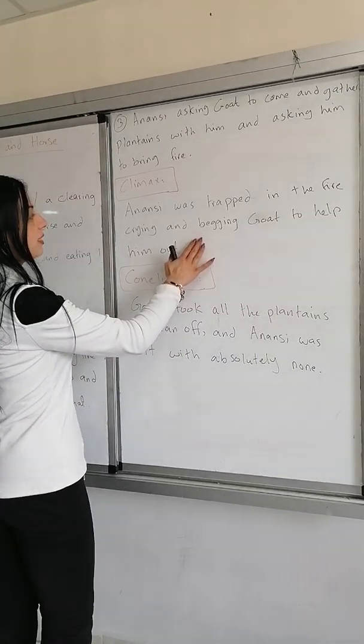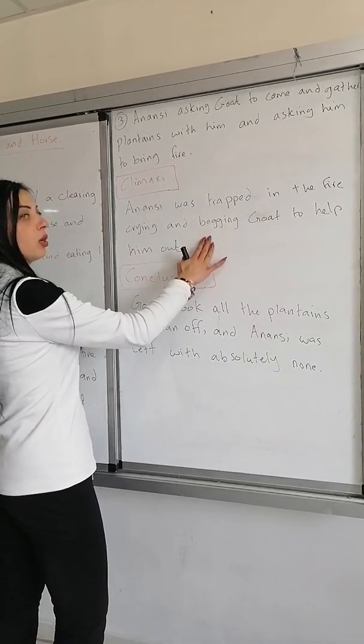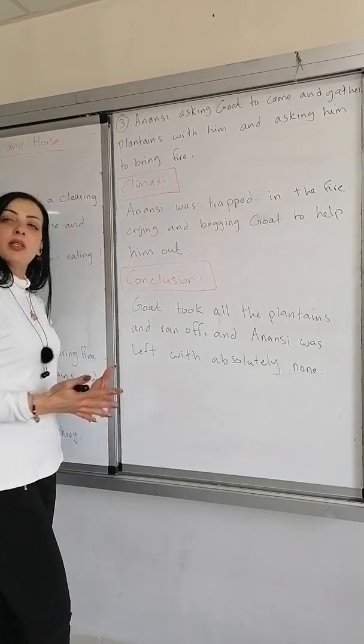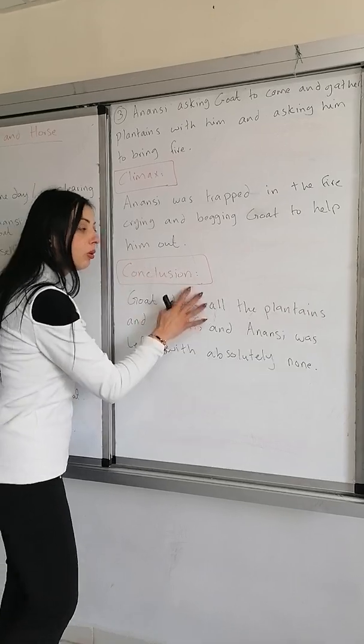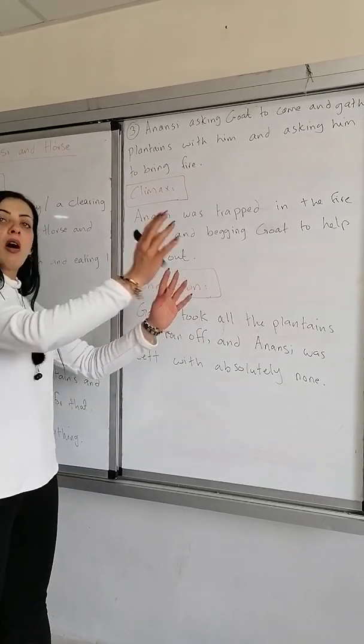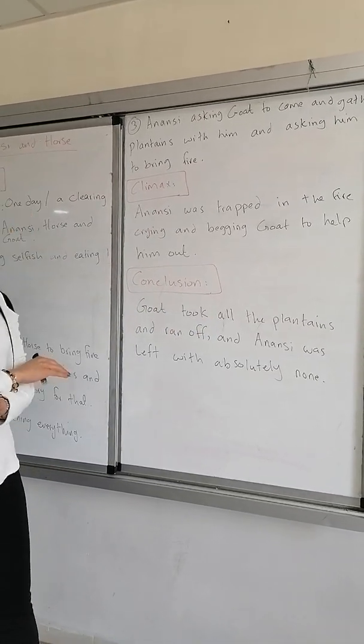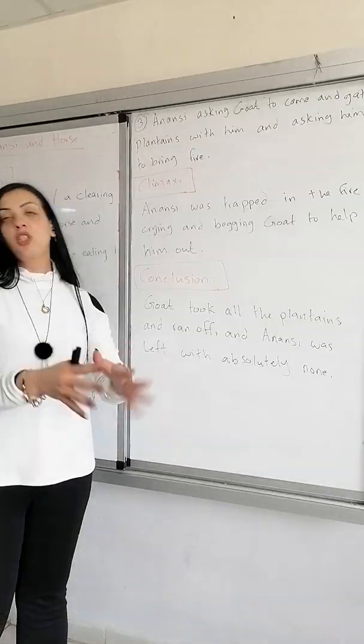There, Nancy started to beg Goat for help. How did the story end? The story ended with Goat taking all the plantains and running off, leaving Nancy with absolutely nothing, trapped in the fire.